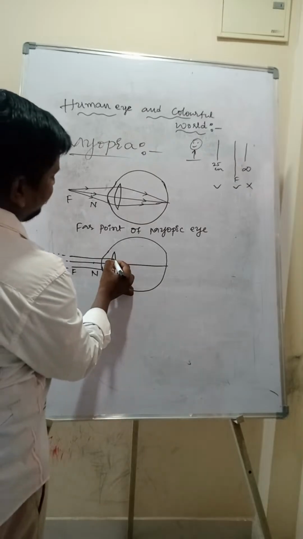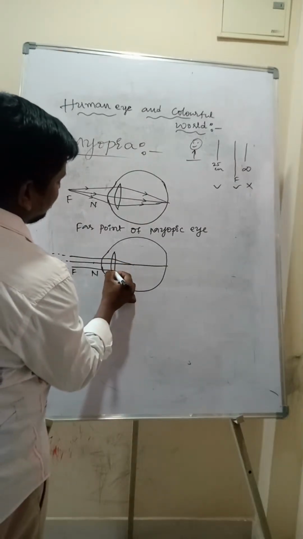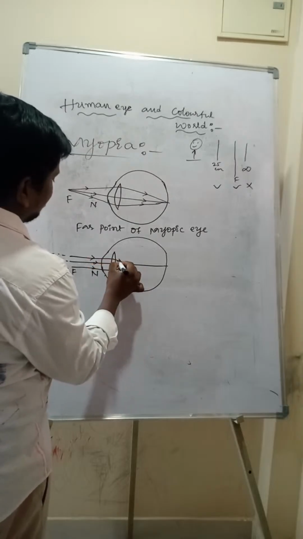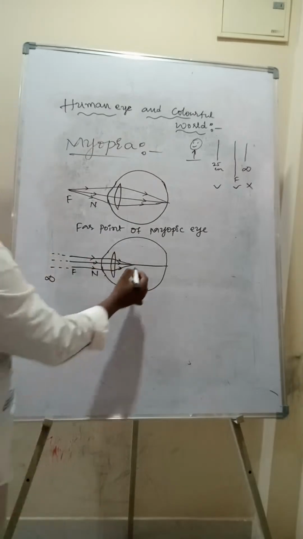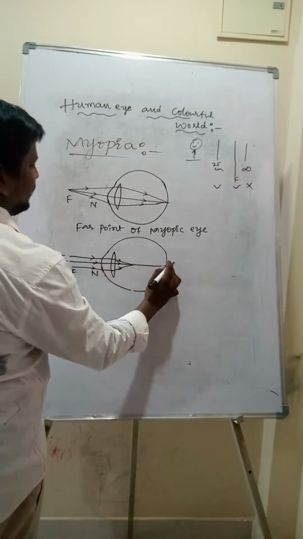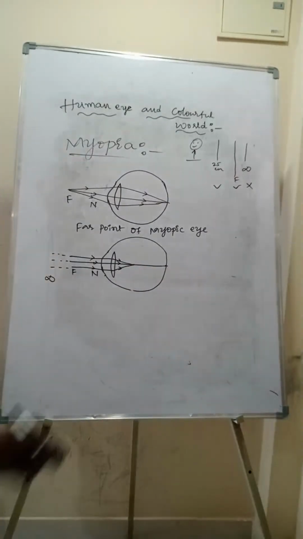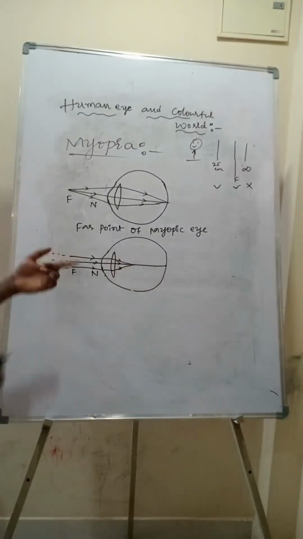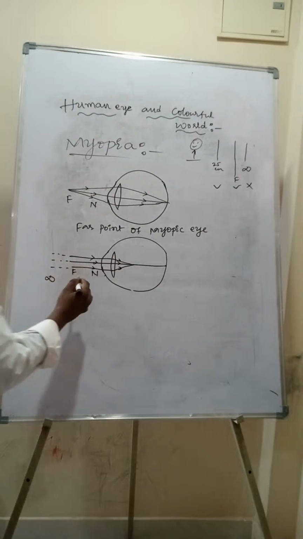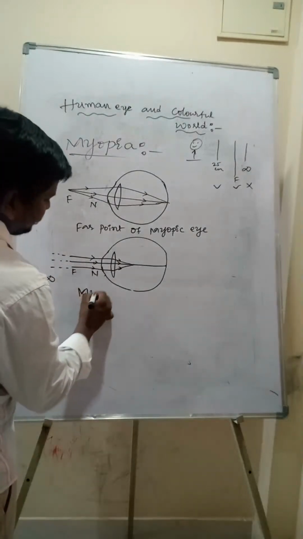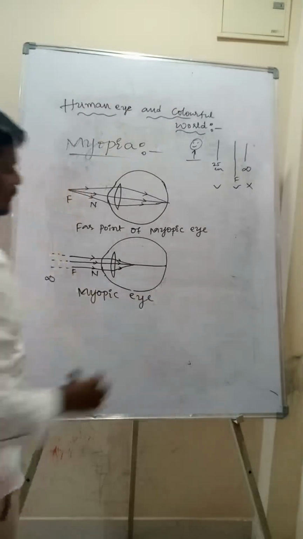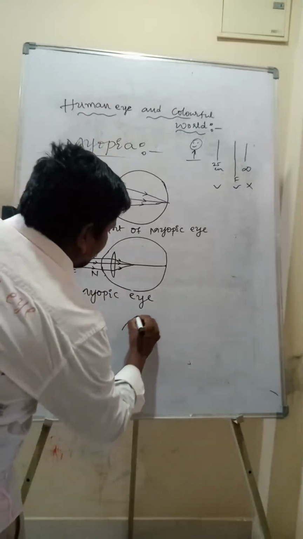If the light rays are coming from infinity, they will meet in front of the retina. Like this, the light rays converge and meet in front of the retina. Here it is the retina. Only if the light rays meet at the retina can we see. If they meet in front, we can't see. So this is a myopic eye.